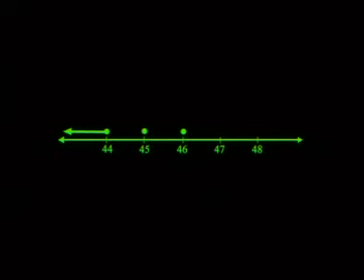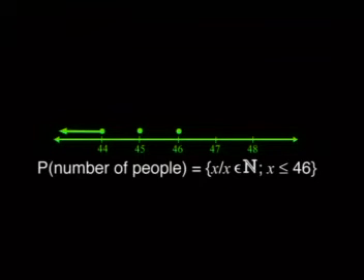Now, on a number line, it looks like this. Am I correct in putting separate dots on each of the numbers? Yes, we are counting people, and they don't come in halves or other fractions. In set builder notation, it will look like this. P, the number of people, is the set of all x, such that x is an element of natural numbers and x is less than or equal to 46.